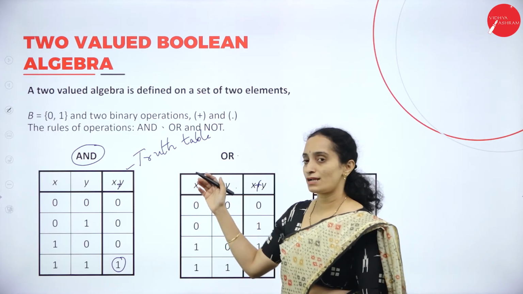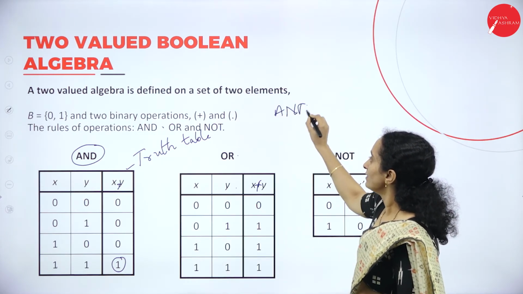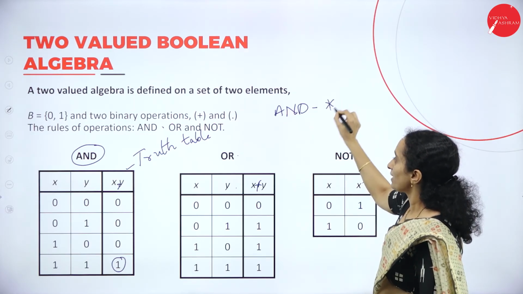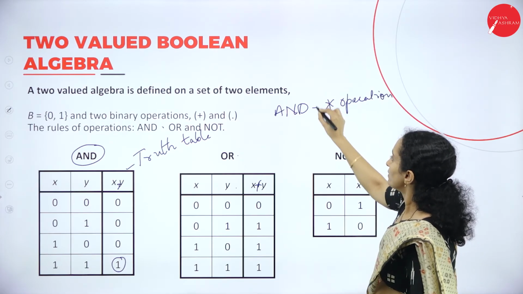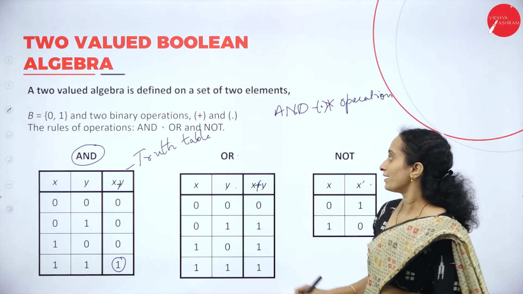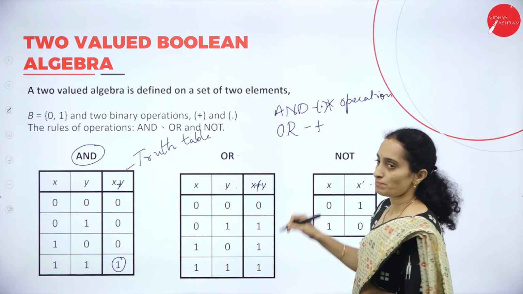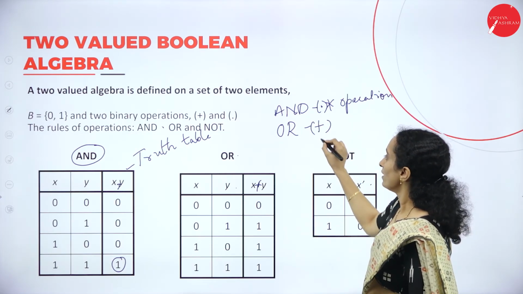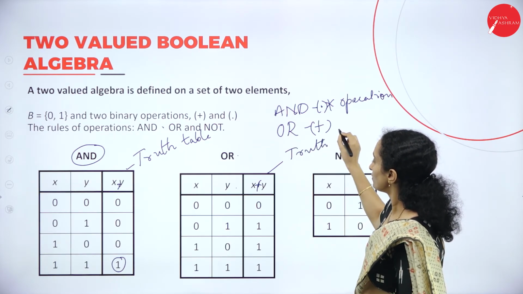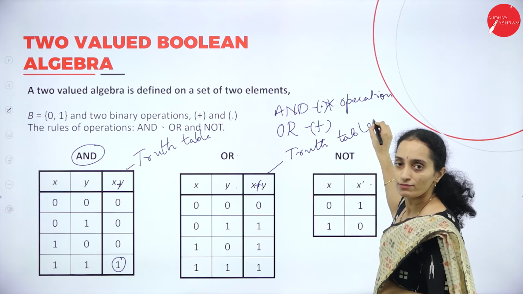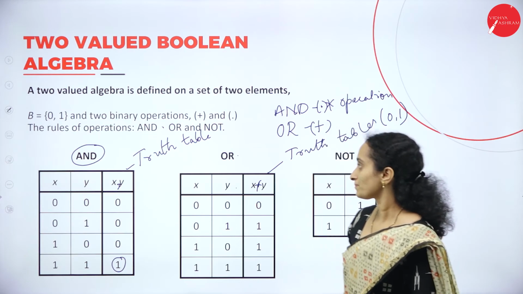So remember these terminologies. One is AND, which represents the multiplication operation, represented by the dot operator, and the OR operation represents the plus operator. Along with this, these kinds of tables are called truth tables, which contain only the values 0 and 1.